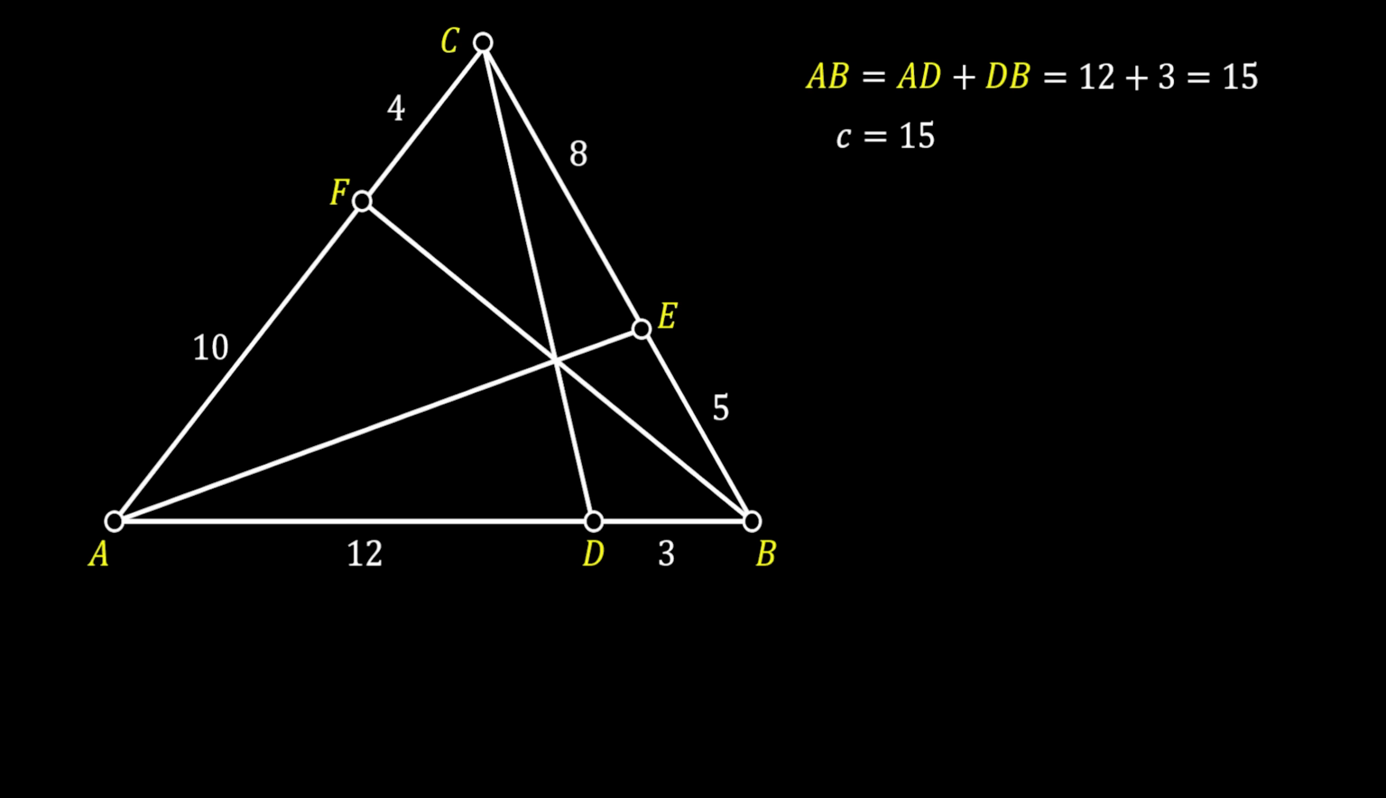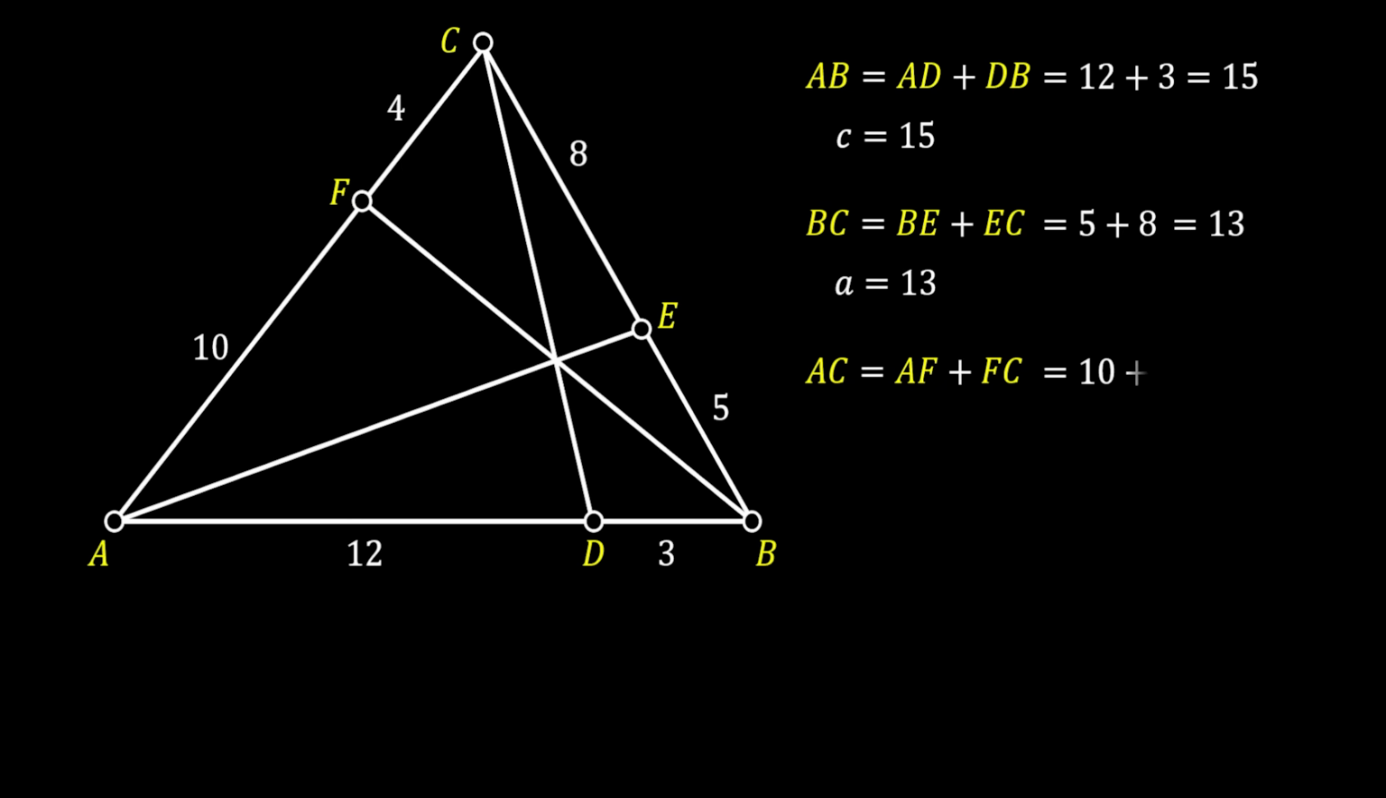I'm going to do the same thing for the side BC. It consists of segments BE and EC, which is 5 plus 8, and this is 13, and I'm labeling this side as small a. And finally the side AC, which is AF plus FC, or 10 plus 4, which is 14, and I'm going to label the side AC as b.